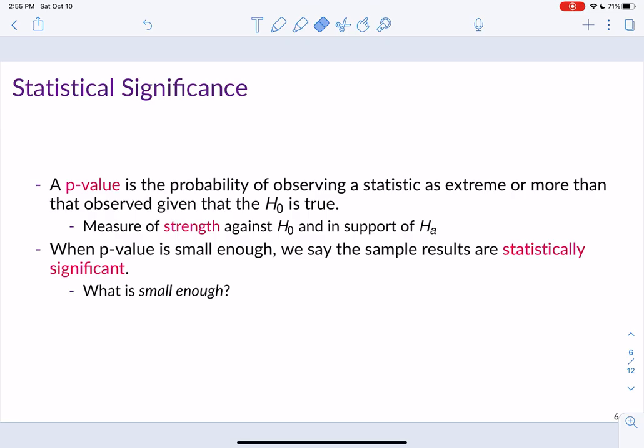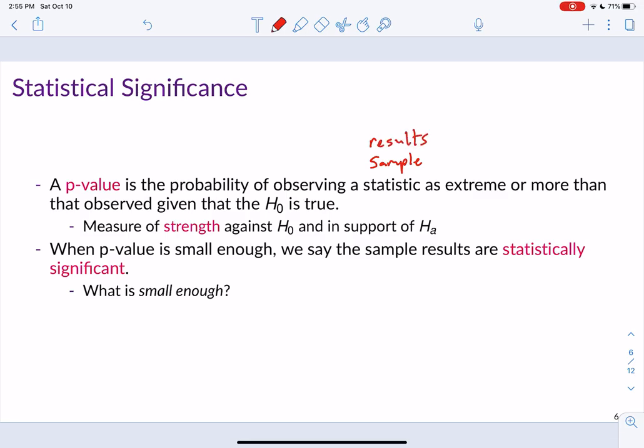So let's talk about statistical significance, because statistical significance is a term that gets thrown around a lot, sort of in casual speech, kind of like correlation, but it has a very specific and formal definition, and that is what we're going to talk about today. Just as a reminder, a p-value is the probability of observing a statistic as extreme or more than that observed, given that the null hypothesis is true. I mentioned last time that instead of the word statistic, we could put the word sample in there, so observing a sample as extreme or more. We could also put the word results in there.